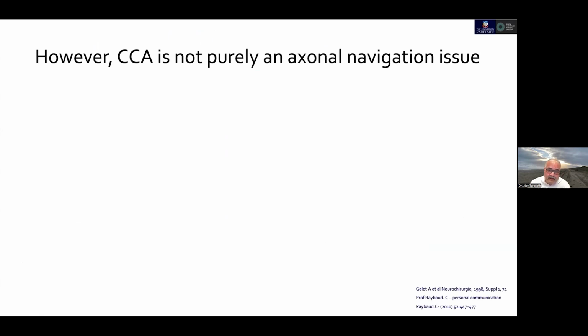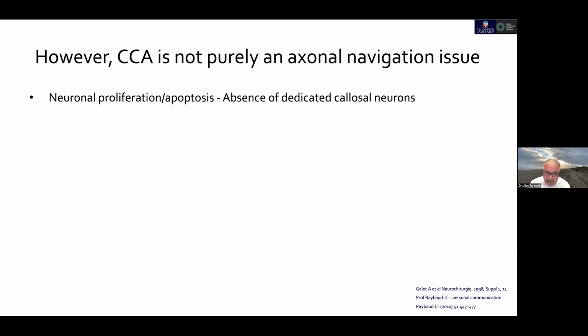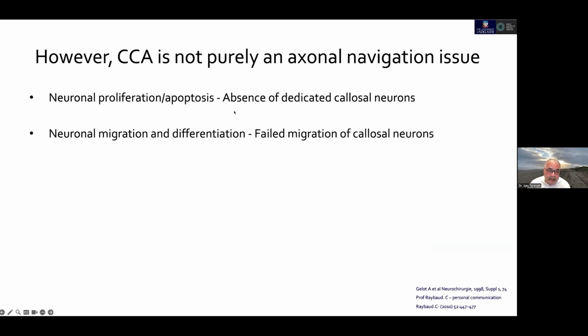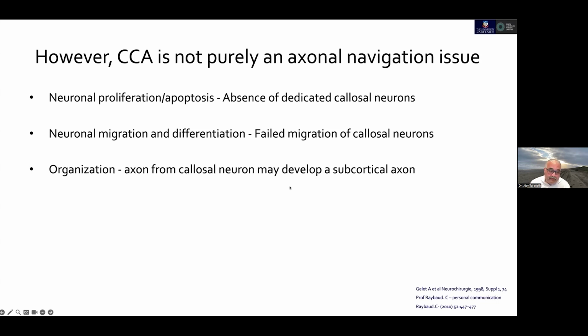If you break it down into the different parts of the neuronal migration process, it could start off at a point where the neuronal proliferation or apoptosis period begins, where there is absence of dedicated callosal neurons, or the callosal neurons are there, but they have failed to migrate in the phase of migration. Coming to the phase of organization, the callosal neuron might go to the proper location in the cortex, but instead of developing a commissural axon that crosses the midline, it might be just a subcortical axon that comes off, and hence you don't have a corpus callosum.